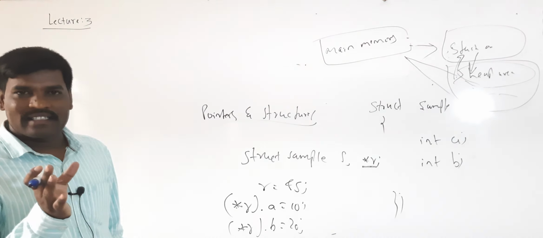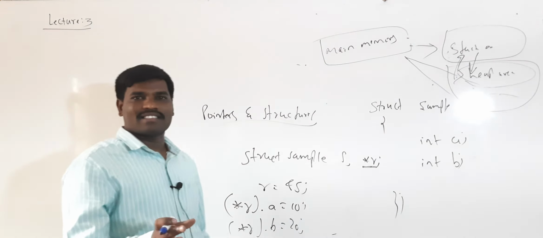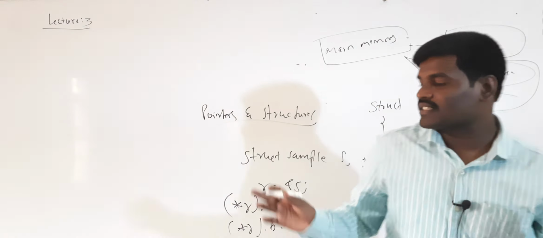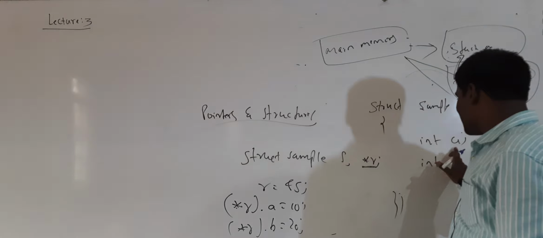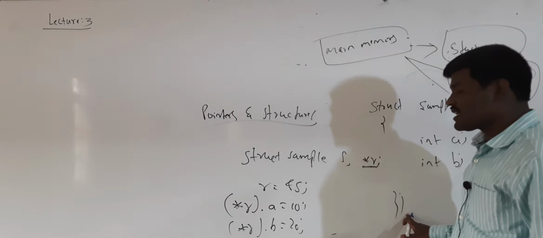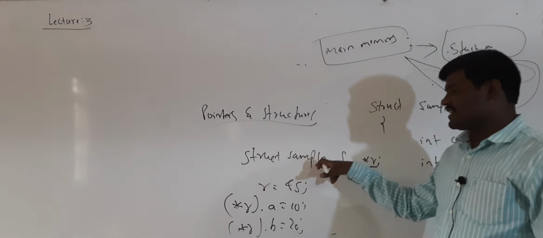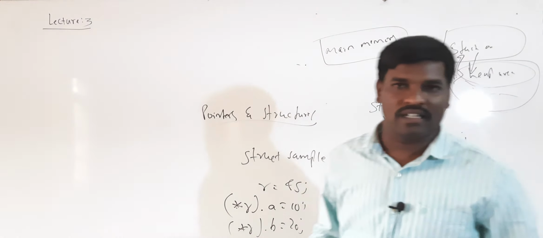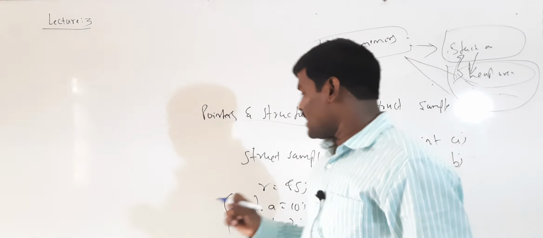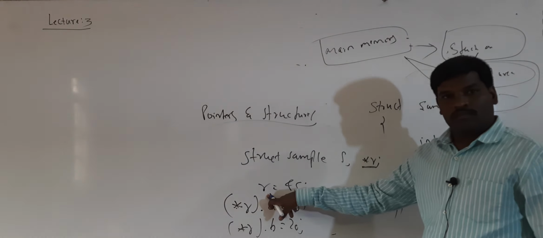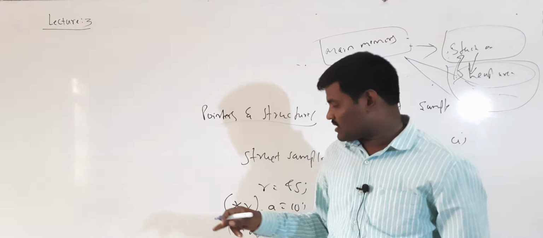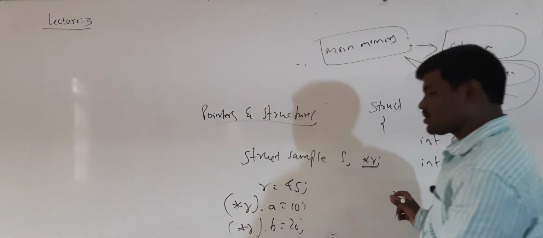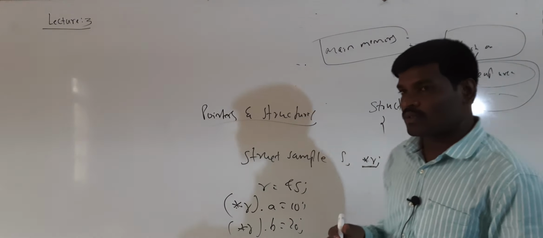Normally we can create the structure. How to create the structure? The struct keyword is used to define the structure. Struct sample, int a, int b. After closing the structure, you can create one structure variable and one pointer variable. And in the pointer variable, we can assign the addresses. How to access? (*r).a = 10, (*r).b = 20.